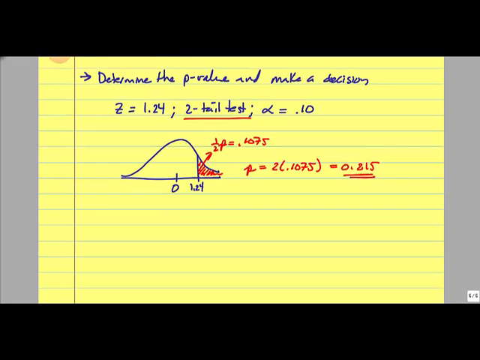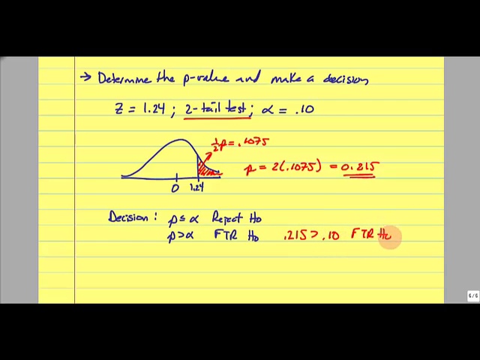So now I'd have to make a decision. Now remember, my decision will be: p less than or equal to alpha, I'm going to reject H0. And for p greater than alpha, I will fail to reject H0. So my value for alpha is 0.10. So my p-value is much larger than that. My p-value is 0.215. It's definitely greater than 0.10, so I'd fail to reject H0.